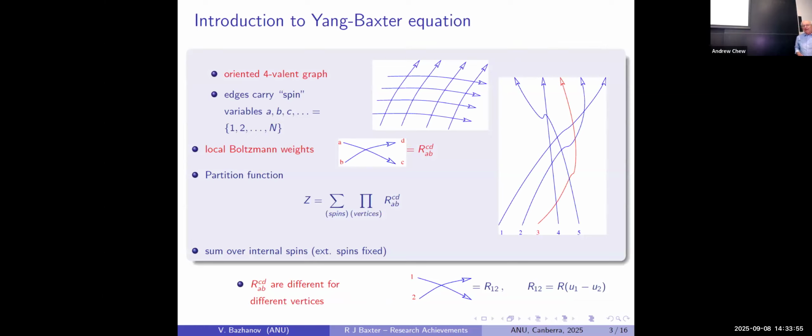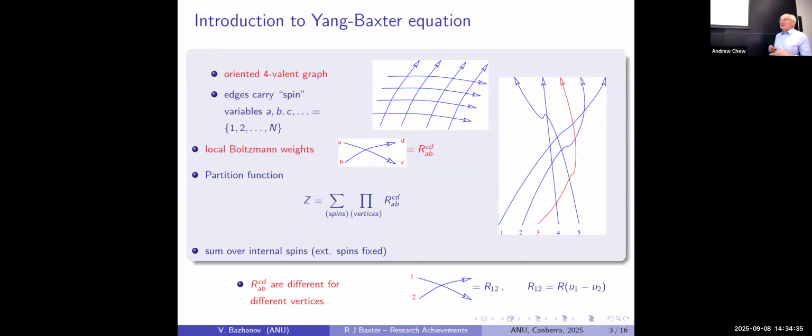Okay, so I'll make a very brief introduction to the Yang-Baxter equation. Consider an oriented four-valent graph formed by intersection of directed lines, like the two I have shown here, and the pointer works. And the edges carry fluctuating spin variables, which can take some number of values. And the local Boltzmann weights are assigned to the vertices.